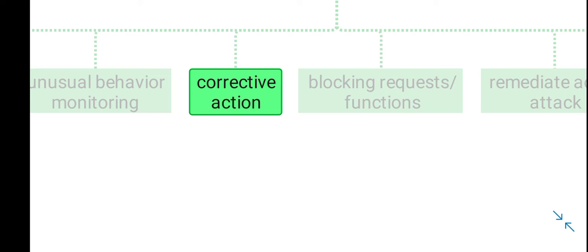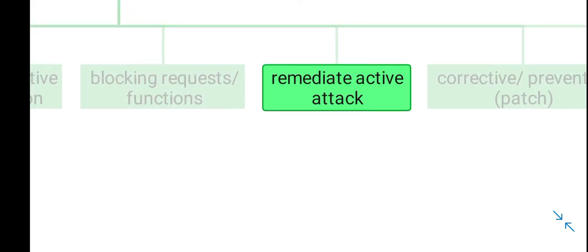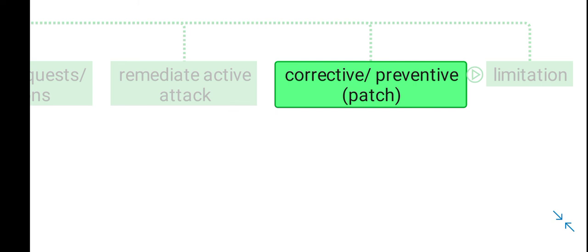For example, it can block the request or the functions which are behaving in an abnormal way. So it can actively remediate cyber attacks, and it can apply corrective or preventive action. For example, deploying patches in an application before the related vulnerabilities are exploited by the hacker.